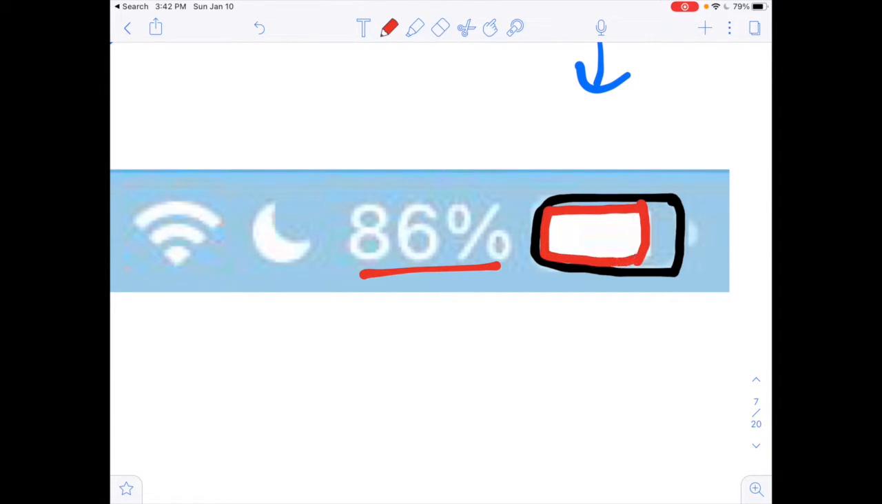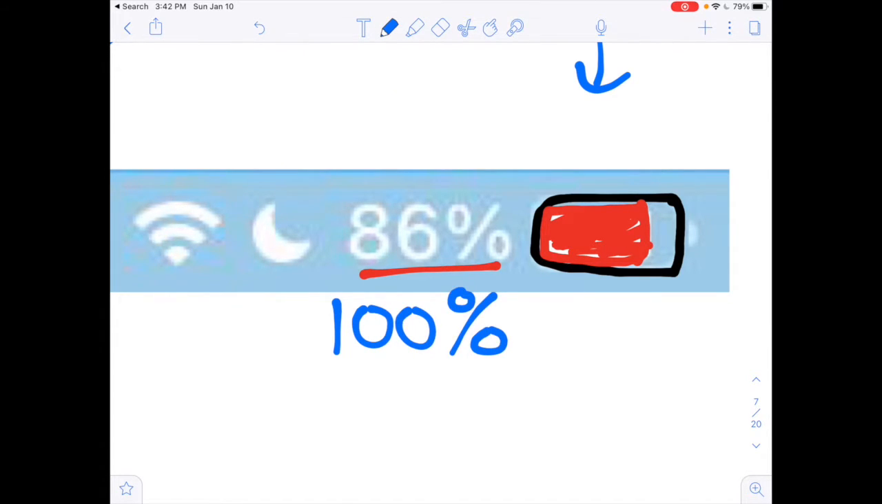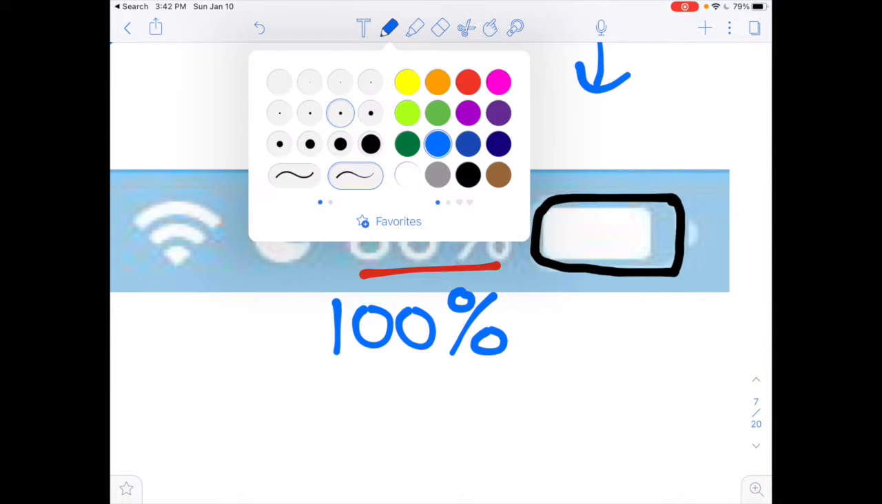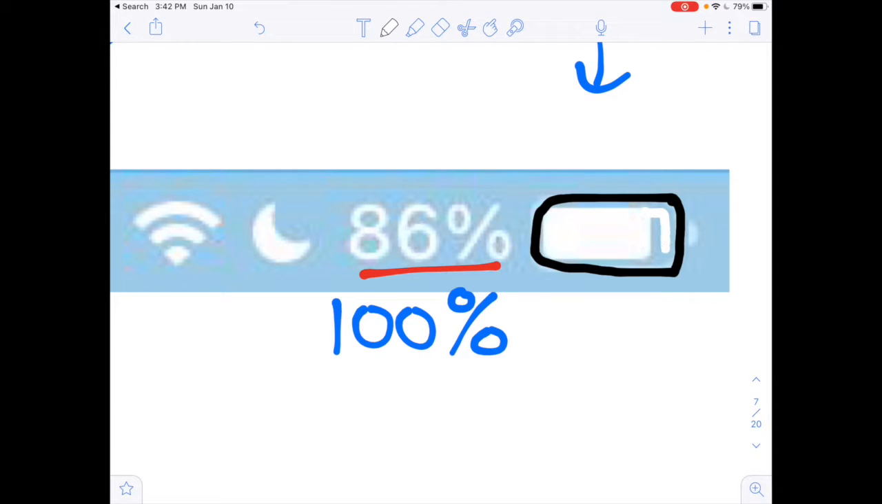I can see that this red part goes from one end, the left end, and stretches across and almost gets to the other end. I notice also that the number 86 is very close to the number 100%. And you probably know that if your iPad is all the way filled up, then that white part inside will grow so it goes all the way to the end, right? So this rectangle inside is pretty much what we're drawing in this lesson.